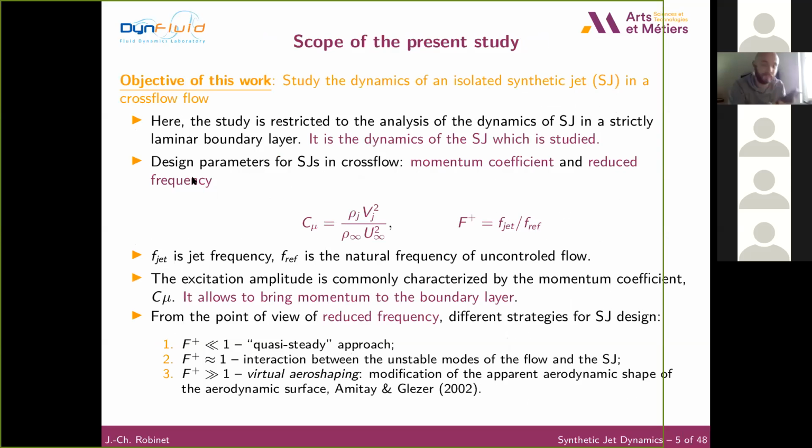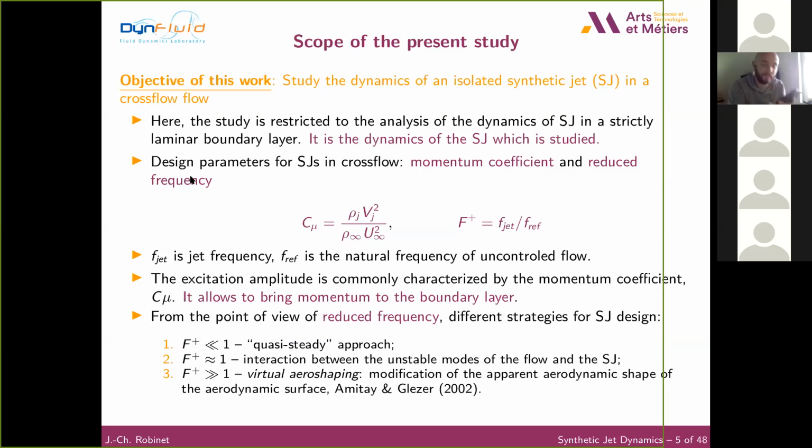In fact, in this study, we focus on the dynamic of an isolated synthetic jet in a cross flow. And in this study, it's restricted just to the analysis of the dynamic of the synthetic jet in a strictly laminar boundary layer to understand the dynamic of the wake generated by the synthetic jet by itself.